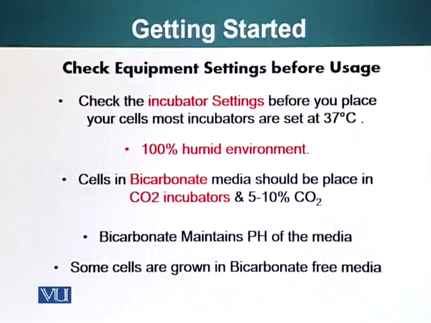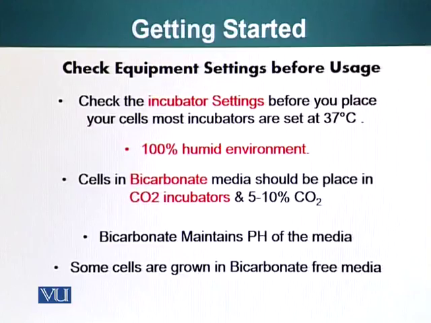First of all, when you enter the lab, please check the settings of the equipment that you'll be using. Check, for example, the incubator settings before you place your cells in them. Most incubators are set at 37 degrees Celsius, so make sure that you're using the appropriate incubator. Also, these incubators, as I have mentioned earlier, have a water tray in them, a water container that keeps the environment humid. It's a 100% humid environment.